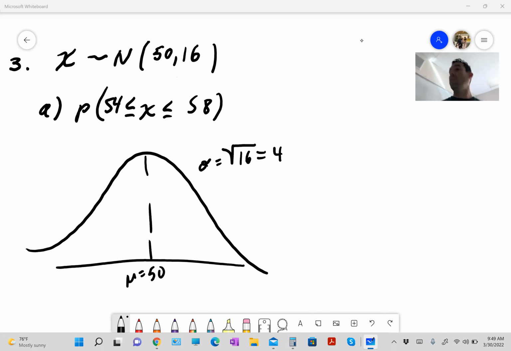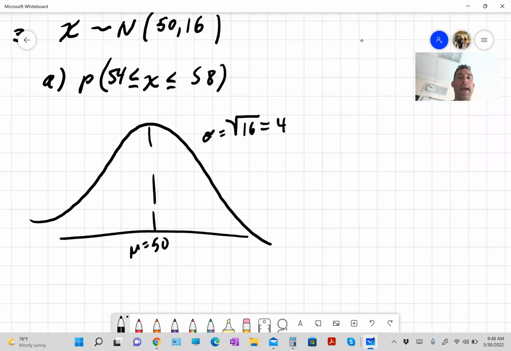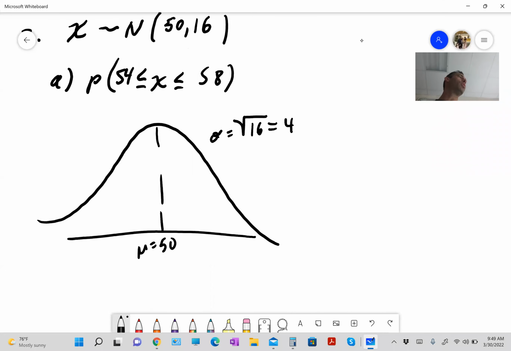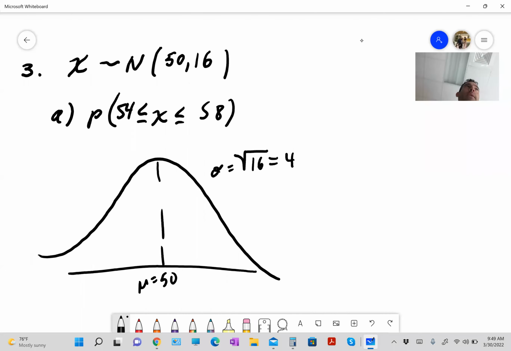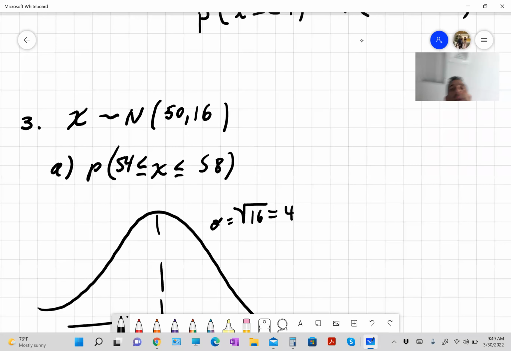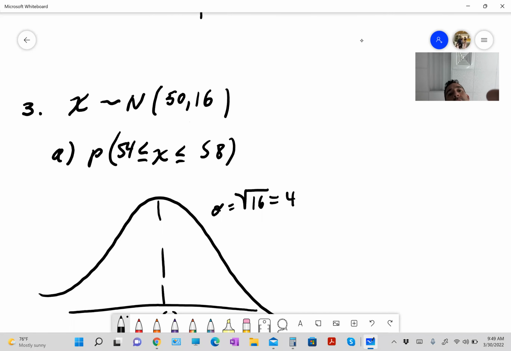Okay, as you've seen, I've drawn the normal distribution there with a mean of 50 and a sigma of 4. The square root of 16 is obviously the standard deviation. Remember, this is the mean, this is the variance. Don't ever confuse that, because some people will just, without thinking, pretend the standard deviation is 16, and that's not the case. That's the variance. So you have to square root that.